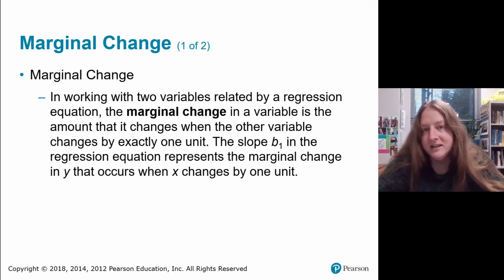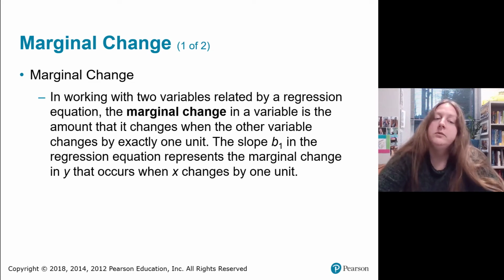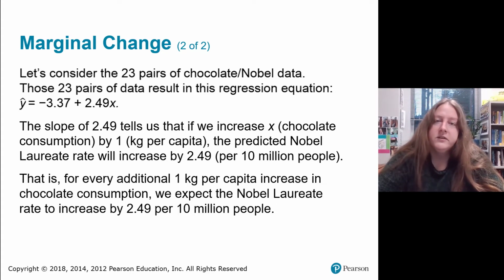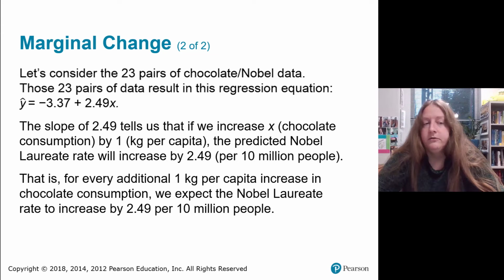So let's talk about another key concept called marginal change. In working with two variables related by a regression equation, the marginal change in a variable is the amount that it changes when the other variable changes by exactly 1 unit. So the slope in the regression equation represents the marginal change in y that occurs when x changes by 1 unit. So let's look at an example of that. We had our 23 pairs of chocolate/Nobel data. Those 23 pairs gave us a regression equation of y hat equals negative 3.37 plus 2.49x. So the slope was 2.49.